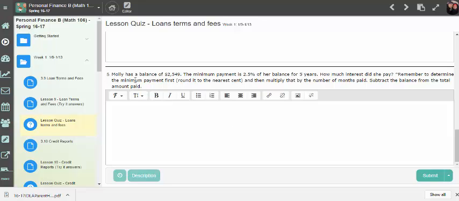Okay, so remember to determine the minimum payment first. So 2.5% times $25.49 gives you the minimum payment. Round it to the nearest cent, because it's going to be like 0.725. So it's got to be 0.73 for your cents. And then multiply that by the number of months paid. So how many months are in 5 years? Subtract the balance from the total amount paid, and you'll have your answer.